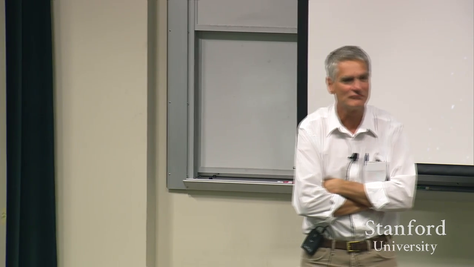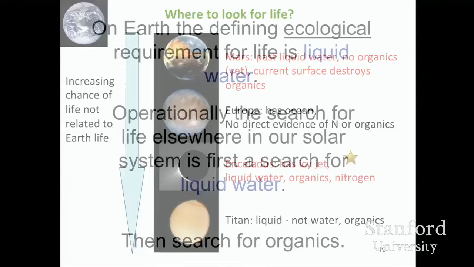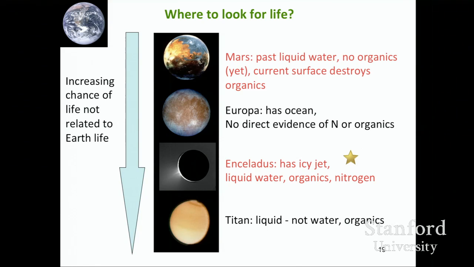Question here? Isn't it more possible to find a second Genesis on Enceladus or on Europa rather than Mars, because of the exchange of material between Mars and Earth? Yes, that was something I skipped, but that's a very good point, and that's this arrow here, which is increased chance of life not related to Earth life.